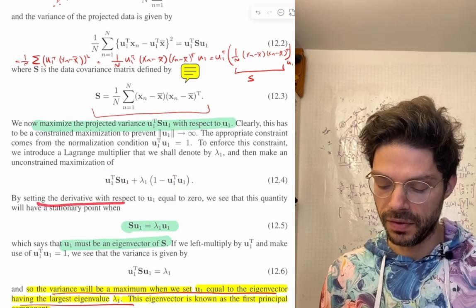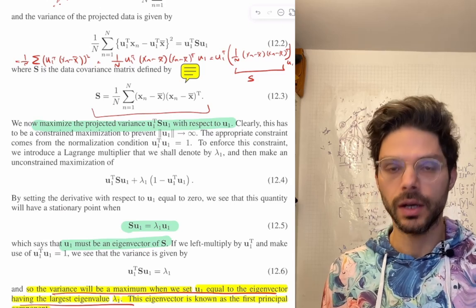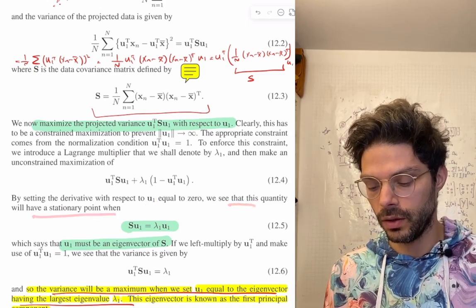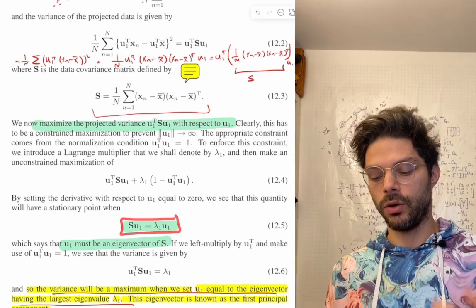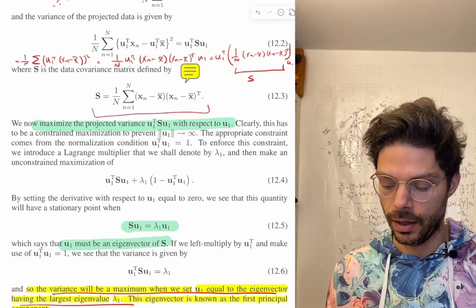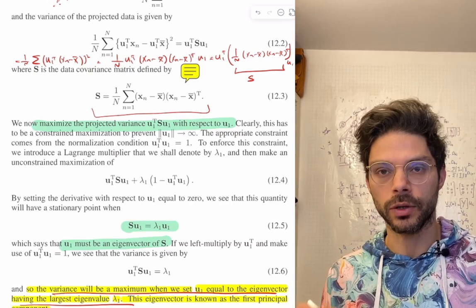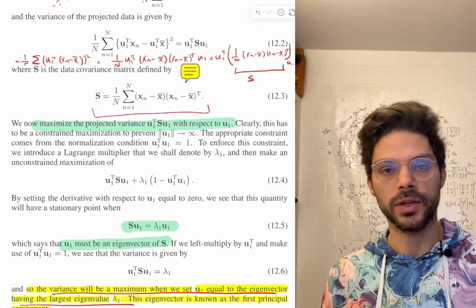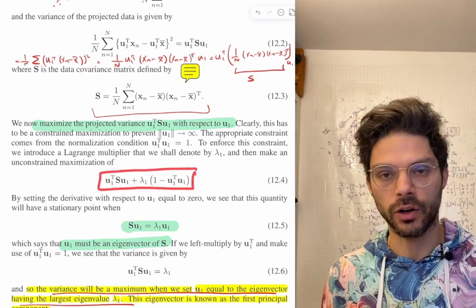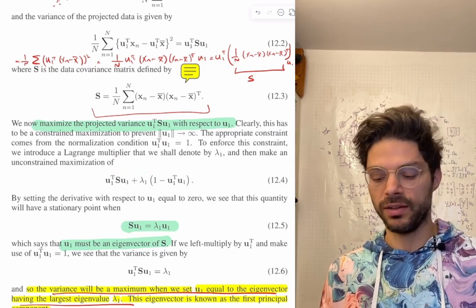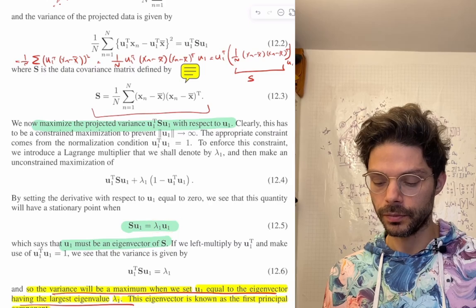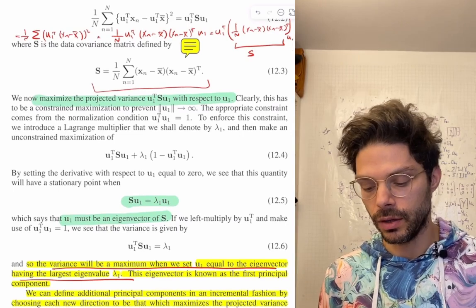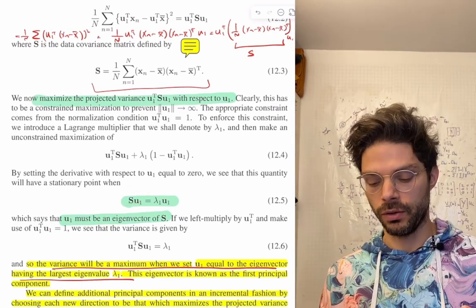By setting the derivative with respect to u1 to 0, so now we just do the obvious thing. We're going to take derivatives with respect to u1, set them to 0. We see that this quantity will have a stationary point where this relation holds, and of course this is an eigenvalue relation, an eigenvalue equation. So we're saying that if we take the covariance and multiply it by u1, what's going to come out at a stationary point of this is u1 itself scaled by some amount. Okay, so that means that any of the eigenvectors of S are a solution to this, but we want them.